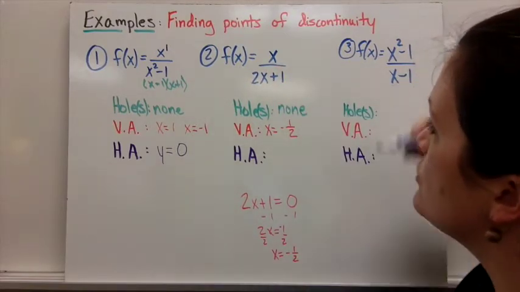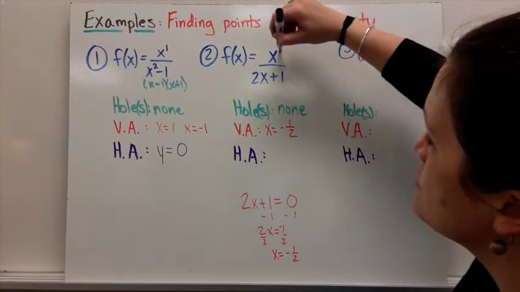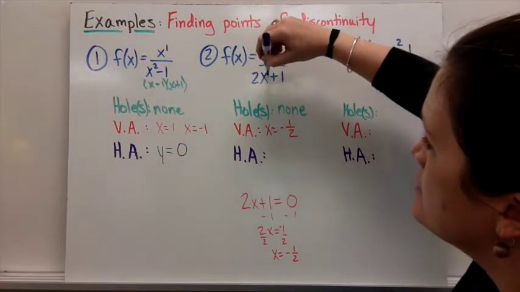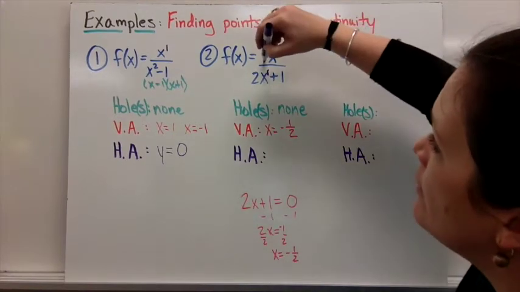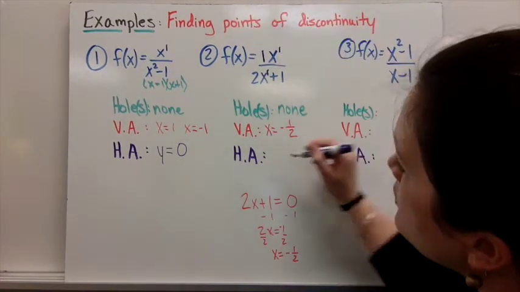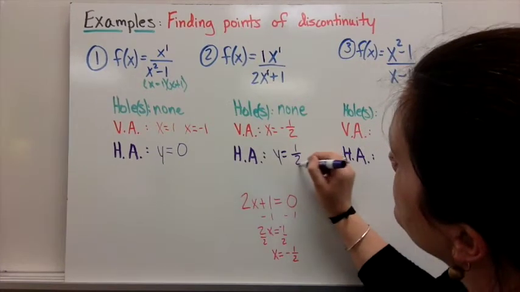Then the horizontal, you compare the degree in the numerator, which is a 1 in this case, to the denominator, which is a 1. So they're the same. So that's the kind where you pick out a over b. So y would equal 1 over 2.